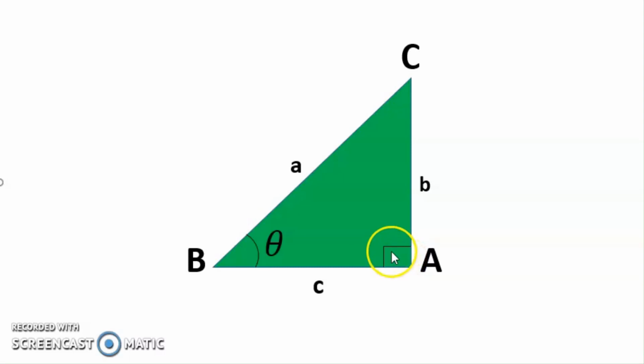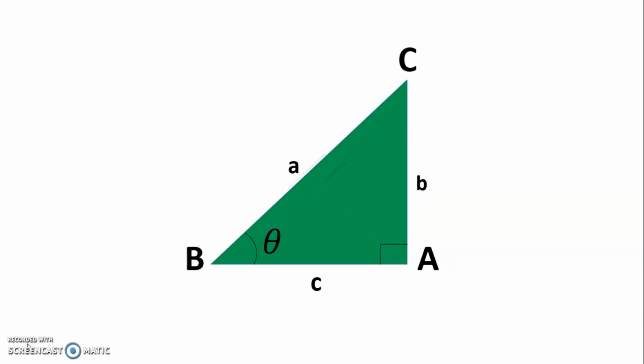The side where angle 90 is facing, please note, where angle 90 is always facing, is called the hypotenuse, and it is the longest side in a right-angled triangle. Please take note of this. Where angle 90 degrees is facing is always called the hypotenuse, and it is the longest side in the right-angled triangle. It can also be called our small a.